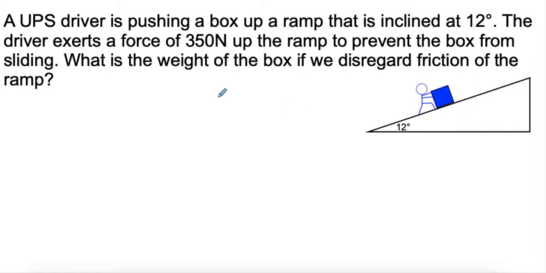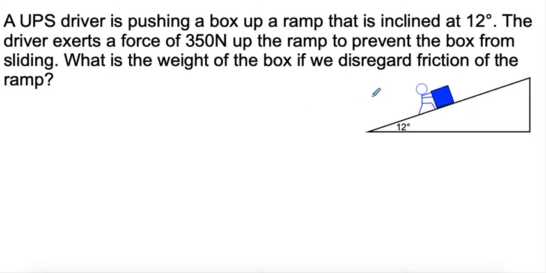So last inclined plane problem, we're kind of looking at a system that's in equilibrium again. So a UPS driver is pushing a box up the ramp at an incline of 12 degrees. The driver exerts a force of 350 newtons up the ramp to prevent the box from sliding. What is the weight of the box if we disregard friction from the ramp?